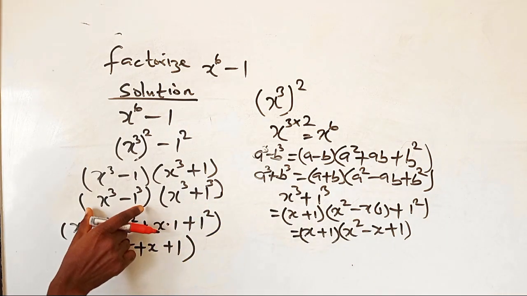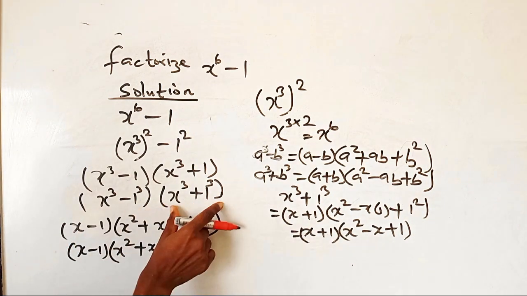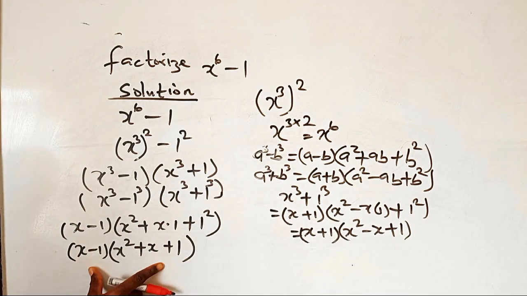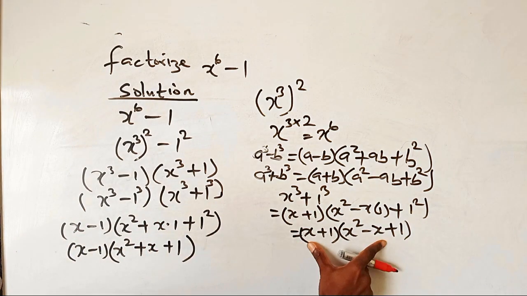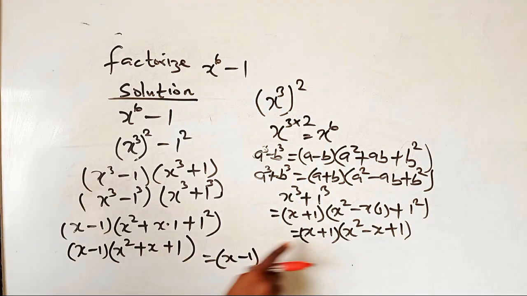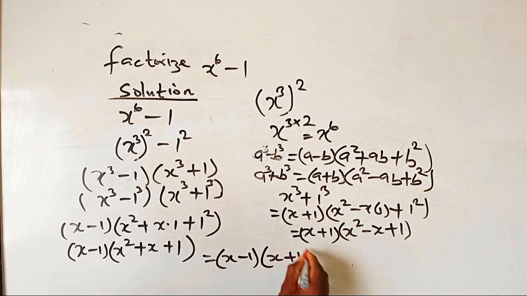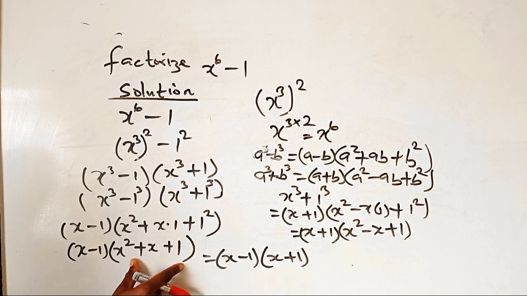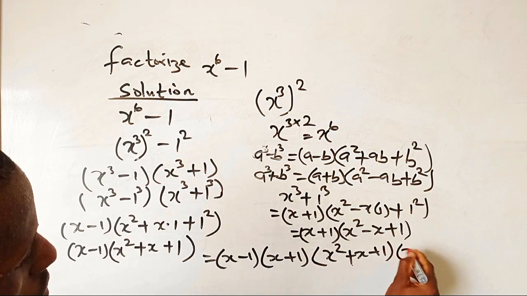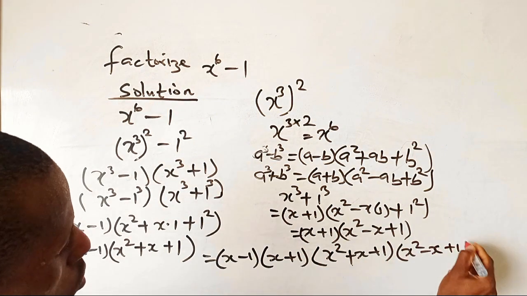We can combine the result of this together with the result of this. For this, we have x minus 1, which is part of our final answer. We can take this as x plus 1. Combining, we can take this as x squared plus x plus 1, and the last one is x squared minus x plus 1.